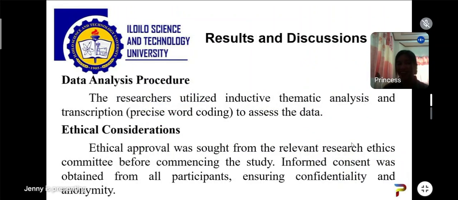In our data analysis procedure, the researchers utilize inductive thematic analysis and transcription of precise word coding to assess the data. In our ethical considerations, ethical approval was sought from the relevant research ethics committee before commencing the study, so informed consent was obtained from all the participants, ensuring confidentiality and anonymity.